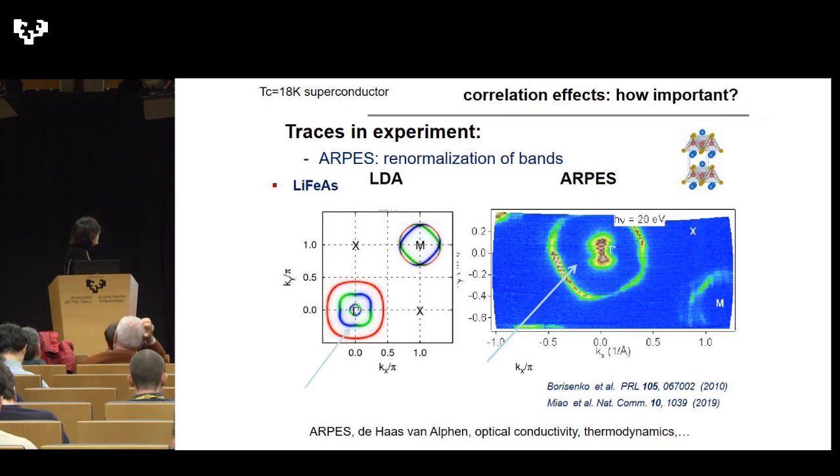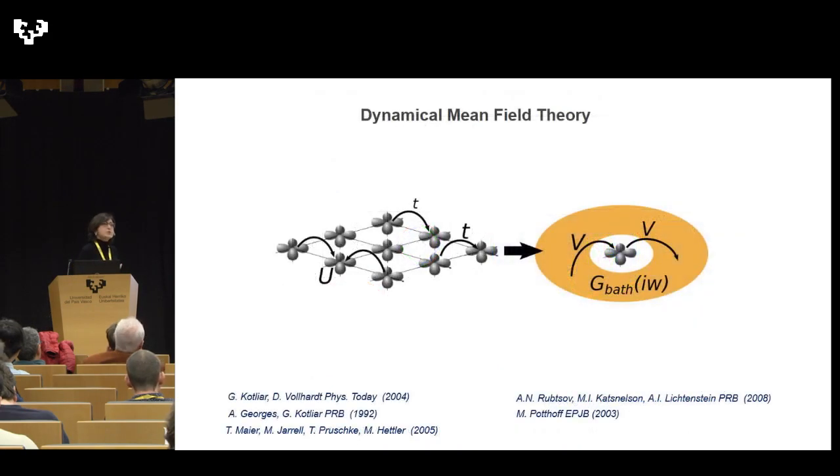If you compare the LDA calculations, or GGA, with the measurements, you will see that the measurements show a strong shrinking of this inner hole pocket, which is not reproduced in an LDA or GGA calculation. There are many other measurements where you see these effects of correlations, but let me concentrate on ARPES. And as I was mentioning, dynamical mean field theory has been very successful in describing a few of these features.